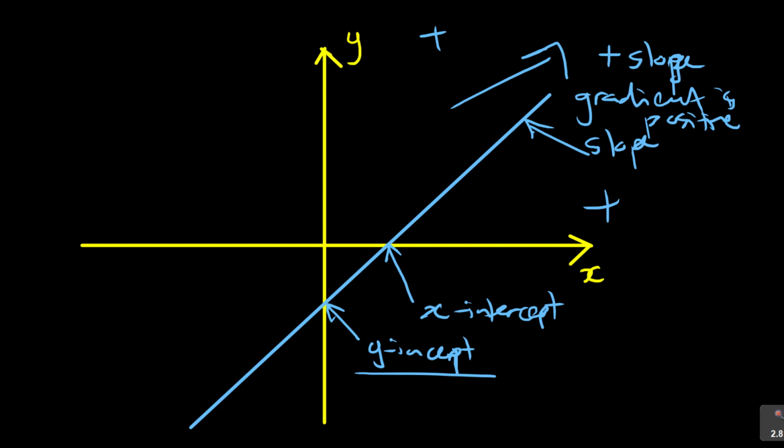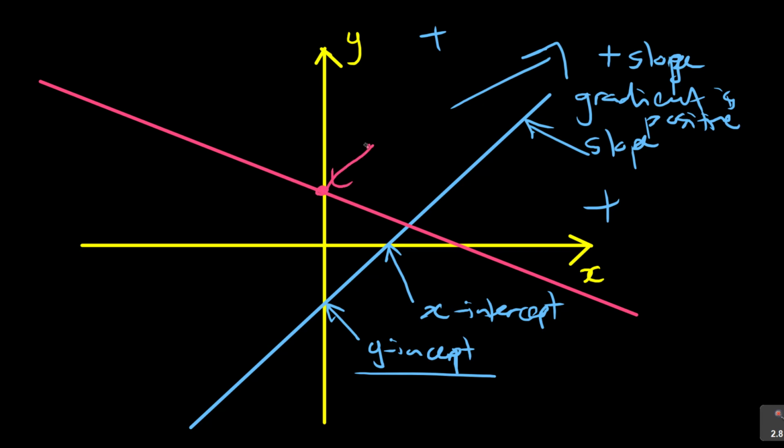So if I draw another graph, and this time the graph is like this, for example, there it is. It doesn't change. These are still the y-intercept. It crosses the y-axis, and these are called the what? X-intercept. It crosses the x-axis, but look at the slope. The slope here is negative.